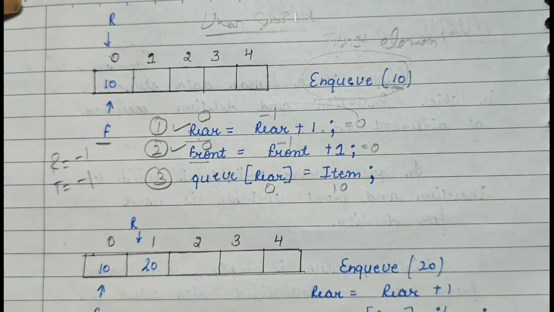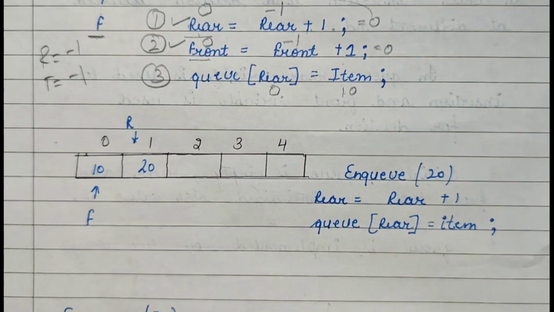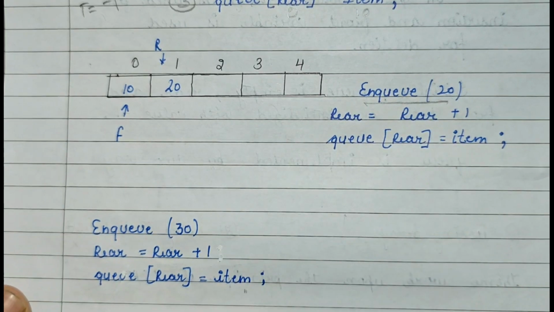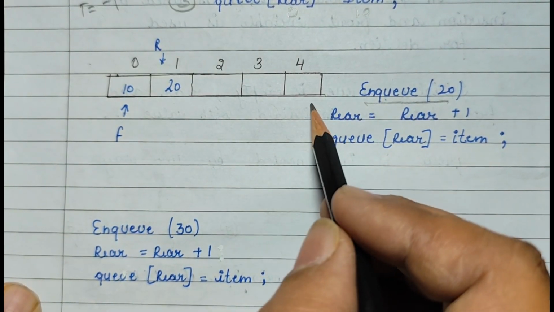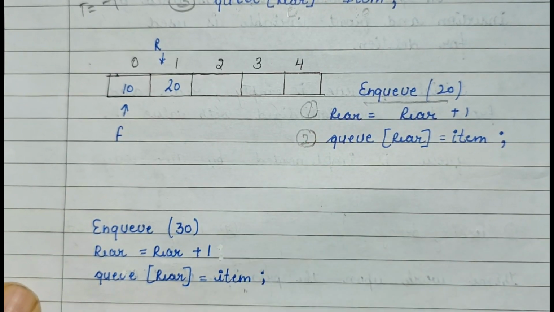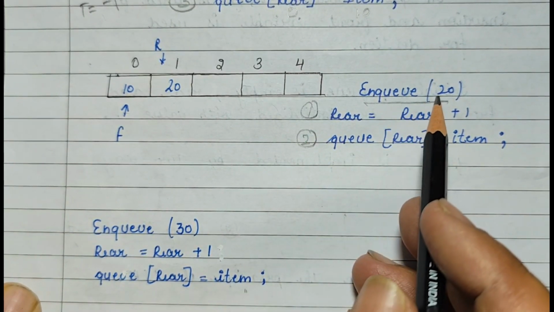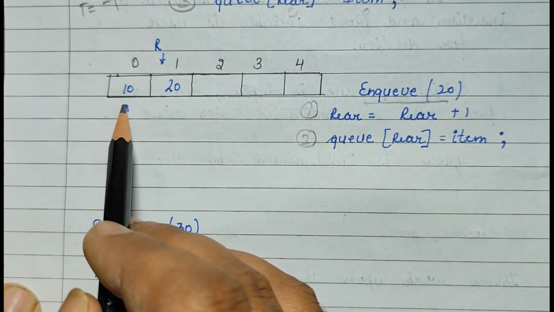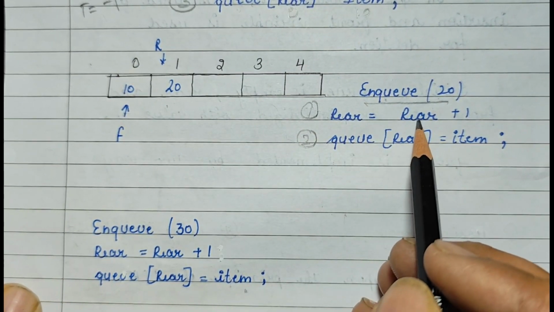After this, now we insert the second item. Now we perform Enqueue 20. So first step is rear is updated. Second step is inserting an item. So now 20 is our second item because 10 is already inserted here. So in this case, only rear is updated.